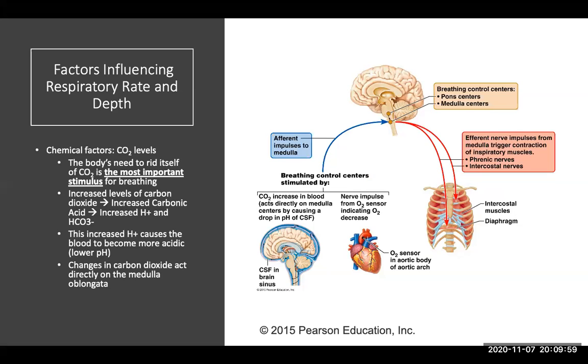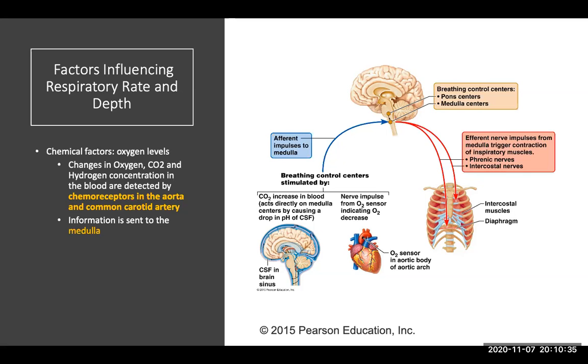Factors influencing respiratory rate and depth. There's chemical factors, your CO2 levels. The body's need to rid itself of CO2 is the most important stimulus for breathing. Increased levels of CO2 will increase carbonic acid, which will lead to increased hydrogen ion levels and bicarbonate ion levels. This basically makes your blood more acidic with a lower pH, so changes in your carbon dioxide will act directly on the medulla oblongata to try to decrease more CO2, so exhaling more.